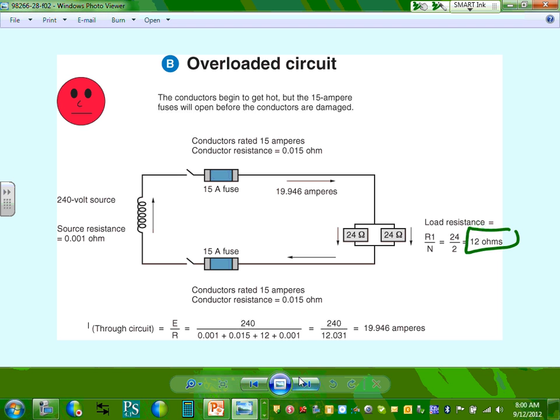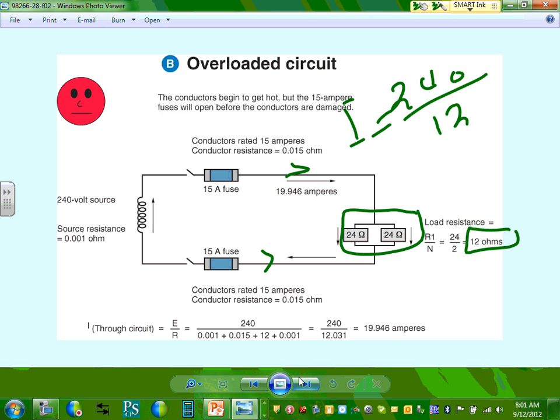So look at that. Everybody knows how to, these are two loads in parallel. You multiply them, divide them by their sum. So the ohm for the two together becomes 12. Okay, now do the math. You take your 240, like we did, 240 divided by, instead of 24 now, here's the current that's going right through it. 12, that will give you what? 20 amps. Can you guys see that? Now I got 20 amps. Now the fuses are rated for what? 15. This is what they call the overload condition.